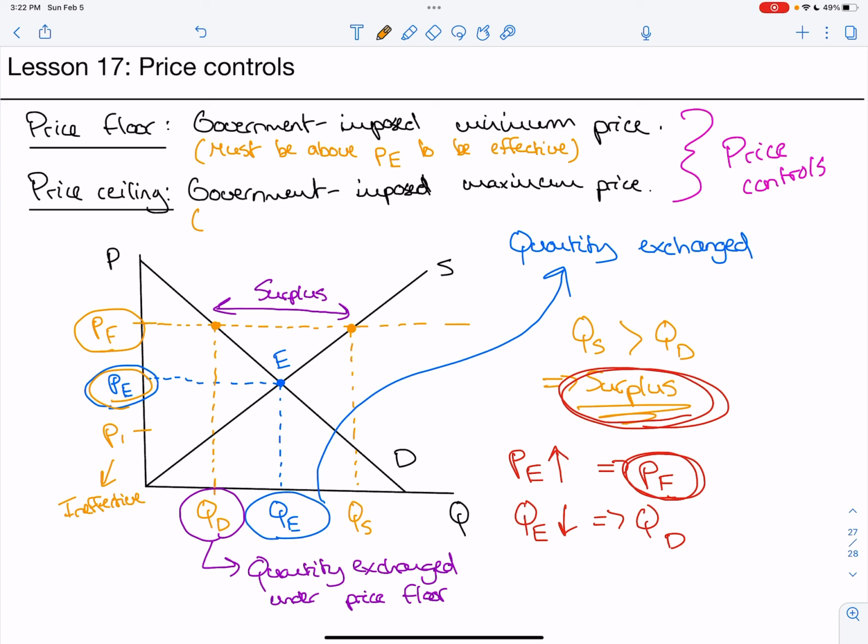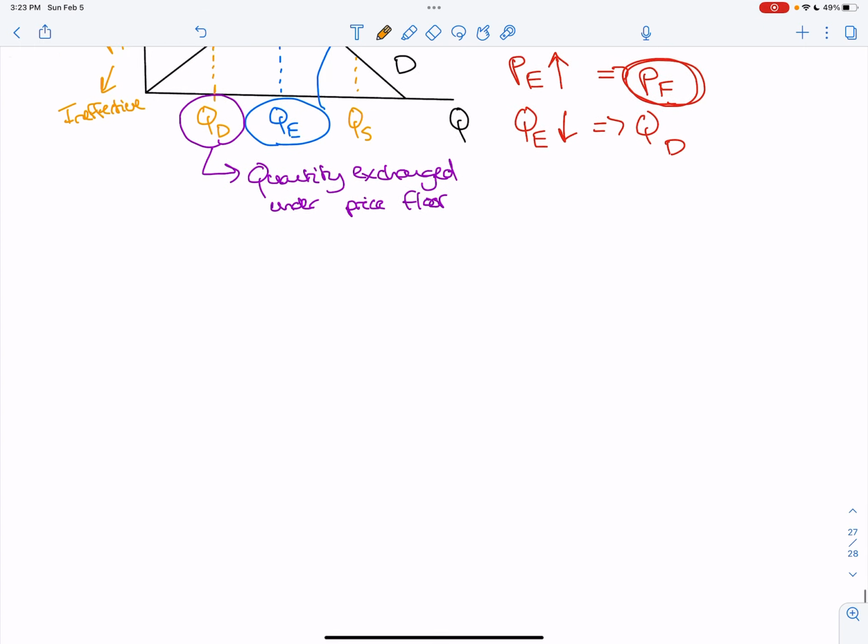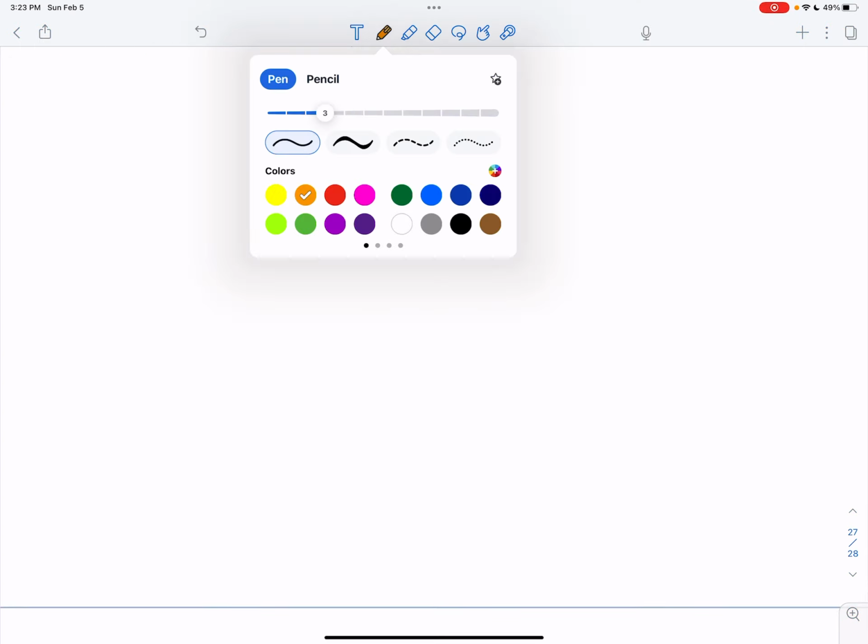Okay. Similarly, if the government decided to impose the maximum price or the price ceiling at PE, it would be ineffective for a similar reason. Firms would say, well, we're already charging PE, so this doesn't really change anything for us. So, of course, the government imposed maximum price or the price ceiling must be below equilibrium price to be effective. Right? Okay, let's take a look at how this would look graphically and what effect this would have on price and quantity exchanged.